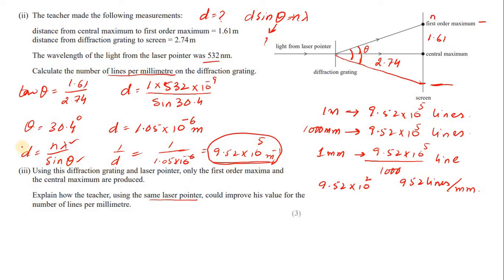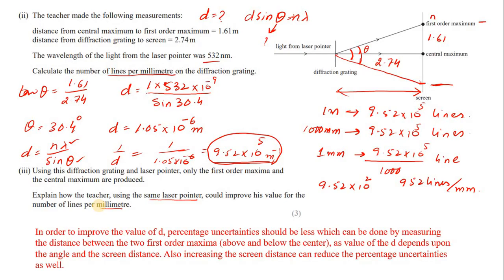d can be improved. Also, we know that there is a screen distance involved. So if you increase the screen distance from the diffraction grating, the greater screen distance will reduce the percentage uncertainty. So the measurement of the number of lines can be improved by measuring a larger theta and increasing the screen distance.